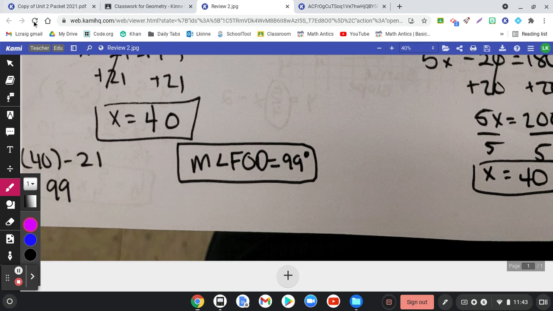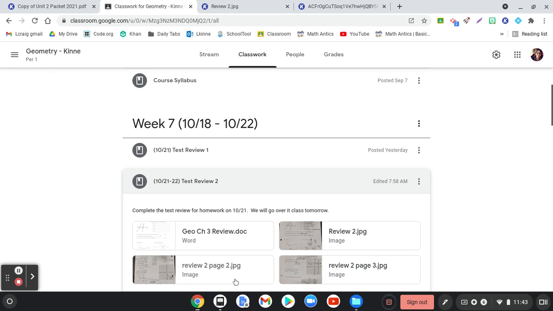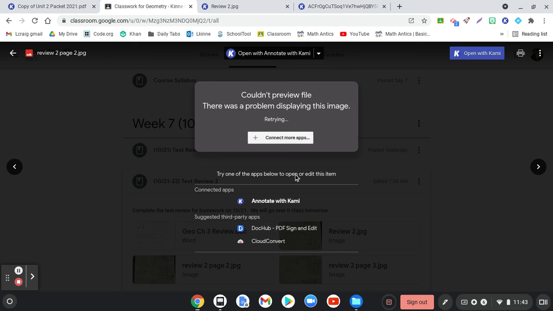On to the next page. Hopefully it opens. We'll see. So review 2, page 2. It should open for you.